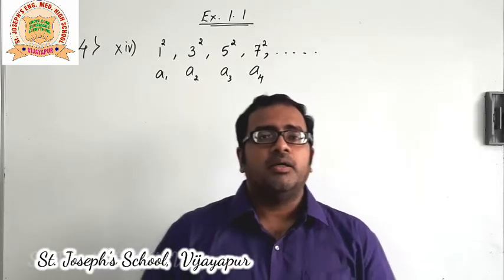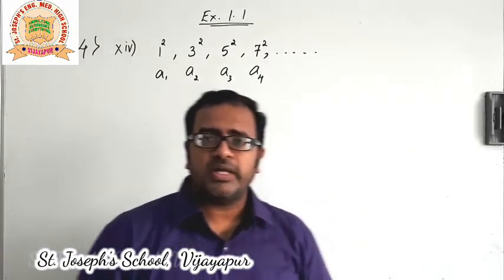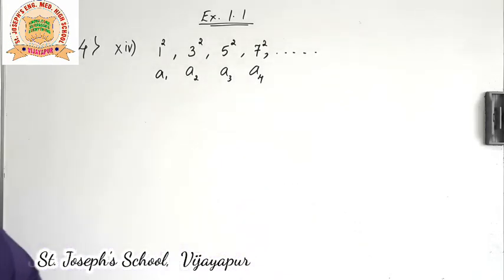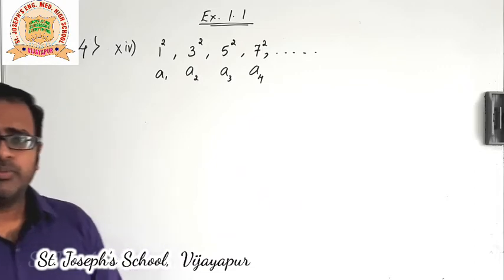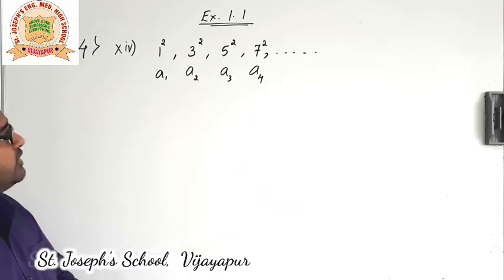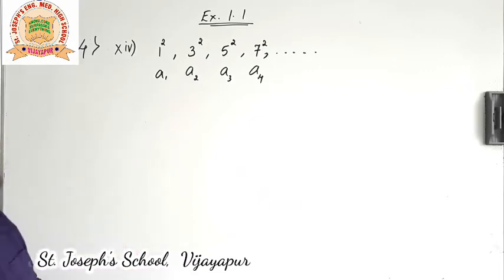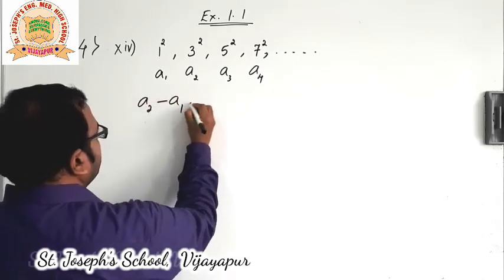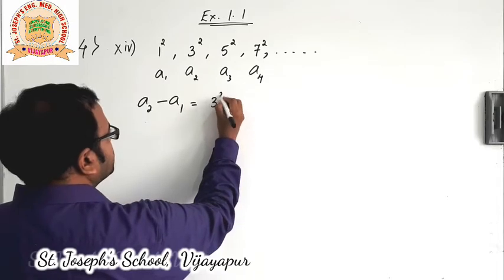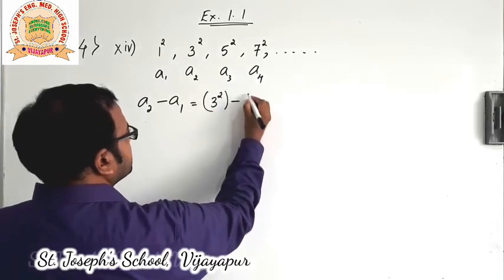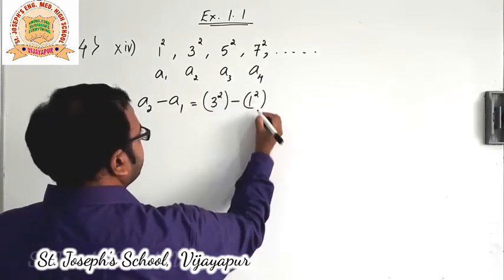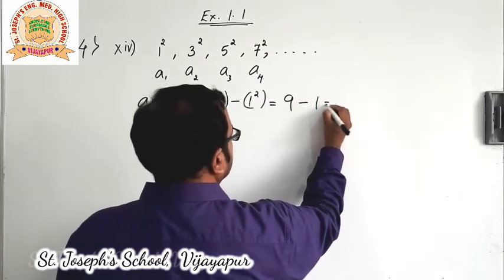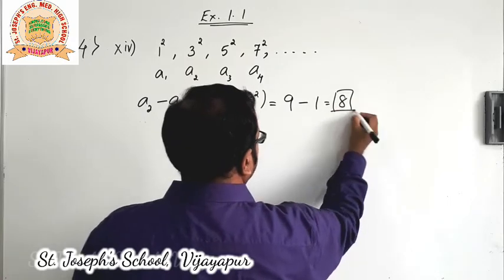Sub question number 14. The numbers are 1 square, 3 square, 5 square and 7 square. Let us call them A1, A2, A3, A4, similar to the previous problems. Let us continue. Now we have to find A2 minus A1. That is 3 square minus 1 square, or 9 minus 1, which is equal to 8.